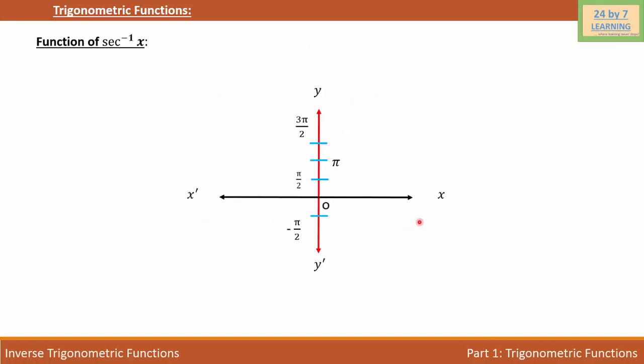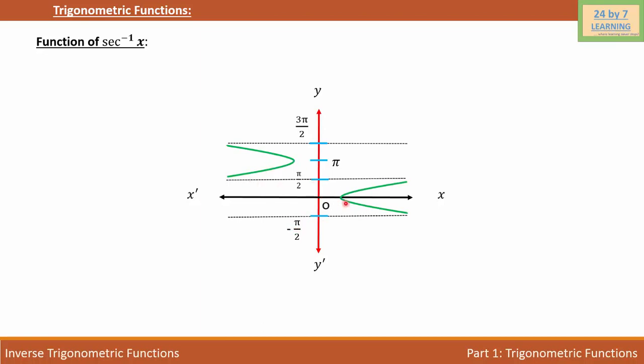Now it's time for us to talk about the function of secant inverse x. So as you can see, this is my x-axis and this is my y-axis. The values that I'm considering on the positive y-axis are pi over 2, pi, and 3 pi over 2. And the value that I'm considering on the negative y-axis is negative pi over 2, which is over here. Now let's graph the secant inverse function. If we graph the secant inverse function, our function will look like this one.